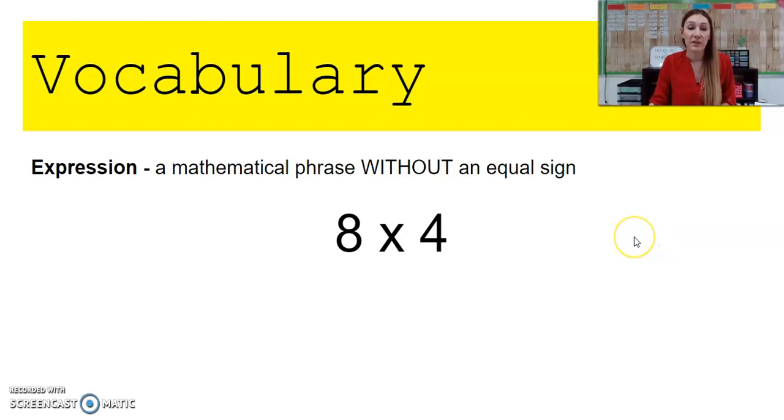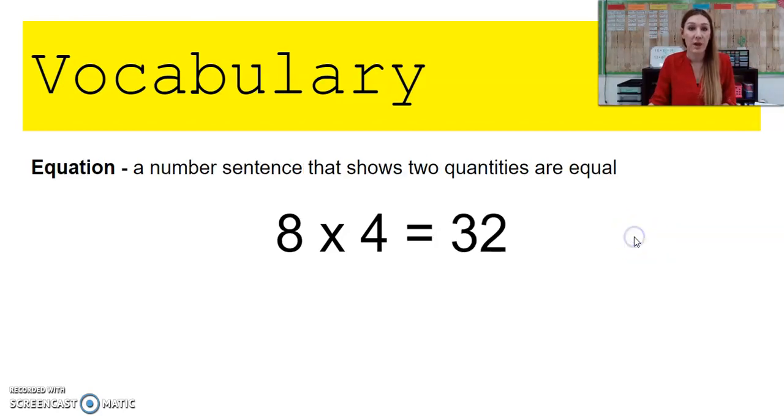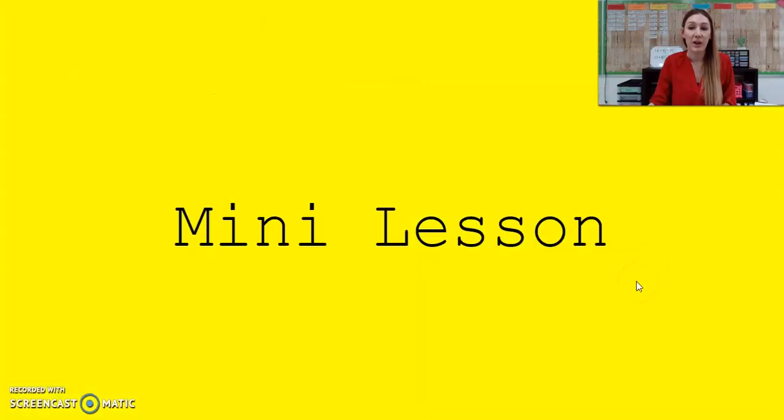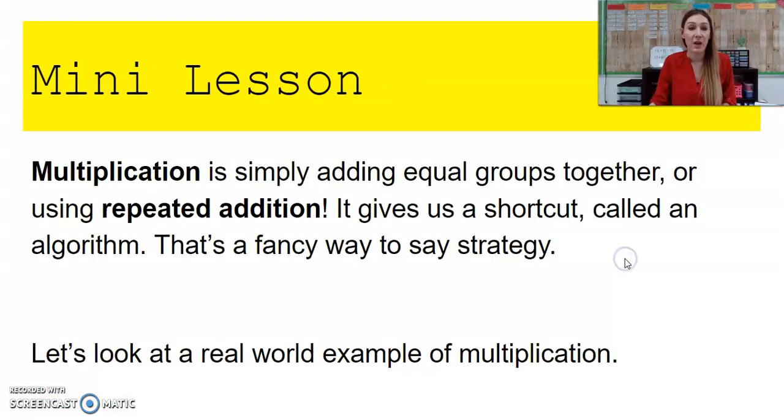An expression is a mathematical phrase without an equal sign. An equation is a number sentence that shows two quantities are equal. So an equation will have an equal sign, equal equation. Expression will not have an equal sign. All right, let's go ahead and start our mini lesson.